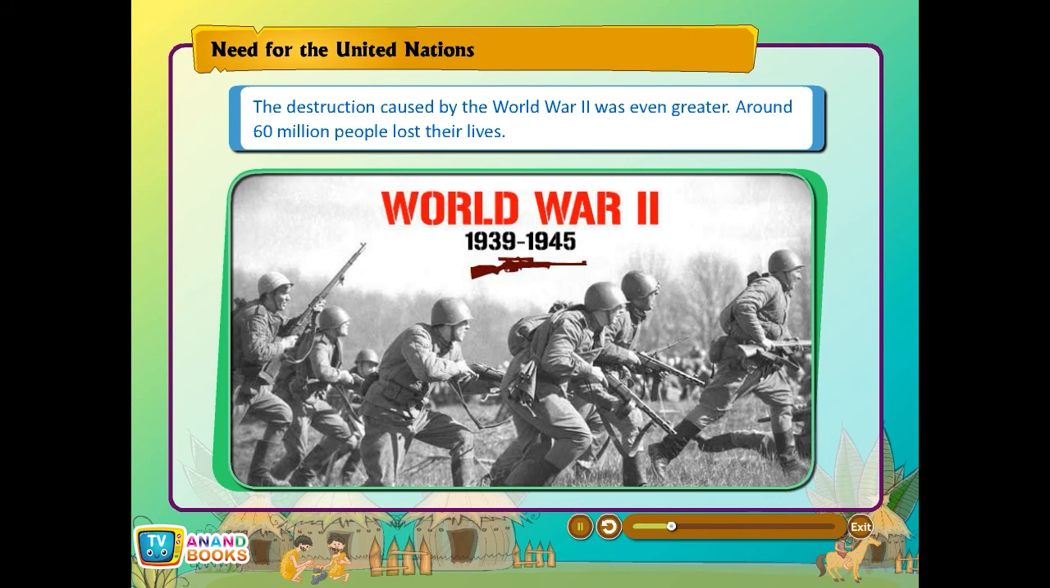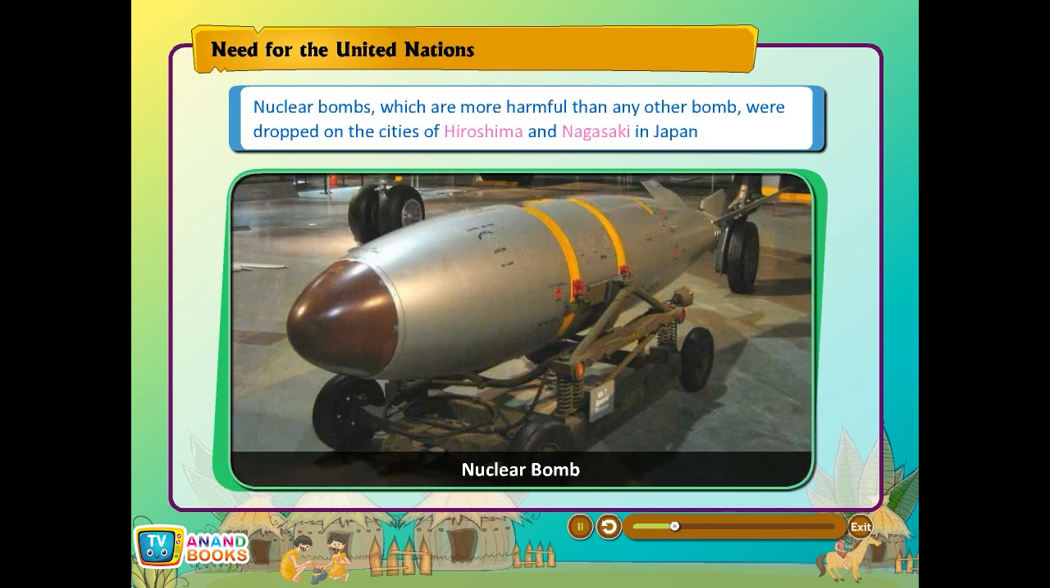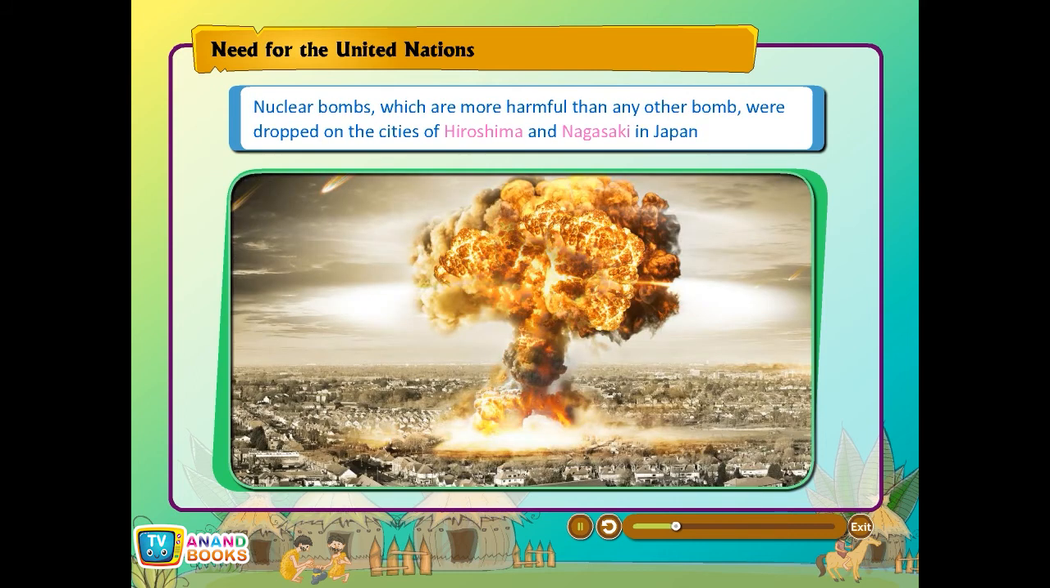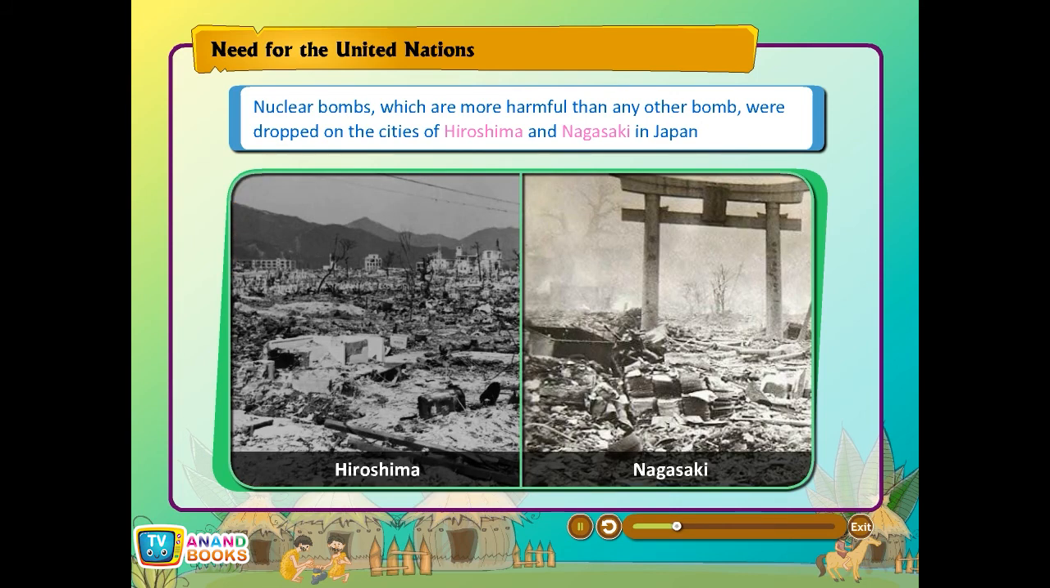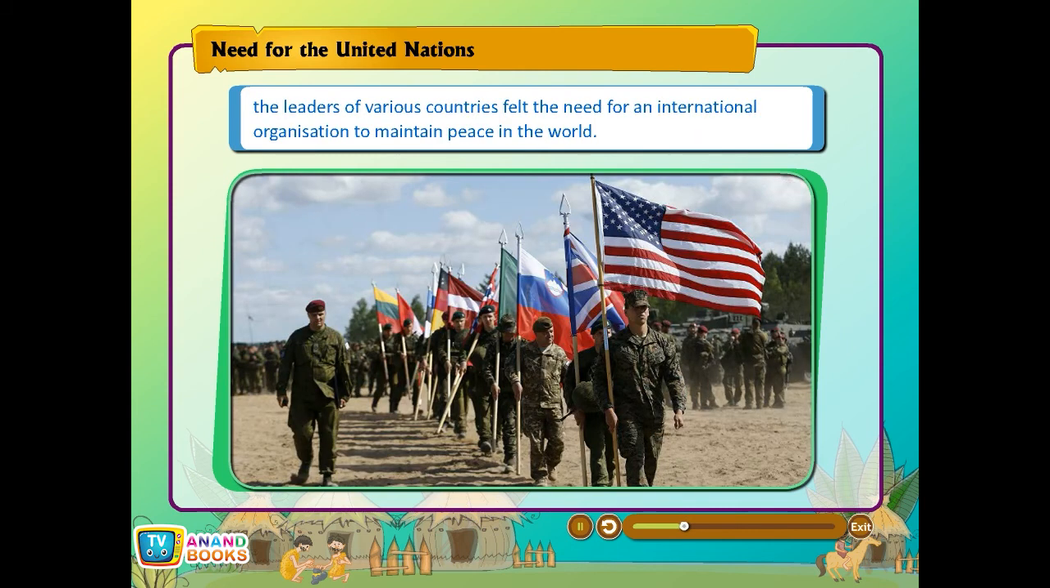The destruction caused by World War II was even greater. Around 60 million people lost their lives. Nuclear bombs, which are more harmful than any other bomb, were dropped on the cities of Hiroshima and Nagasaki in Japan at the end of WW2. This resulted in a huge loss of innocent lives and complete destruction of the 2 cities. After the devastating effects of World War II, the leaders of various countries felt the need for an international organization to maintain peace in the world.